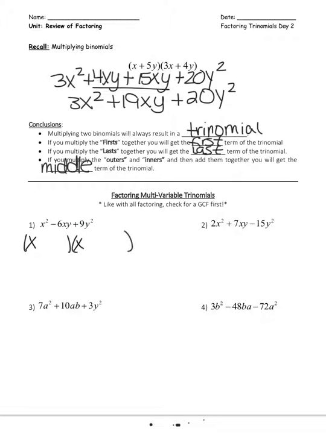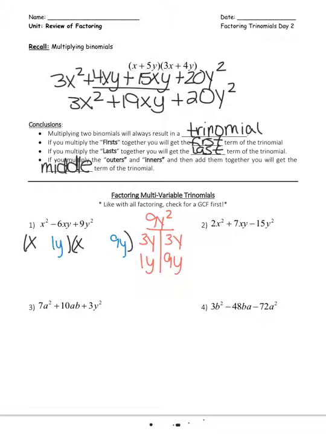Now we have to figure out what is going to go in the back end of the parentheses so that it multiplies to 9y squared, but also adds to this negative 6xy. So let's play around with it. I'm thinking the most common factors of 9y squared are 3y and 3y, or we could even say 1y and 9y. Okay, let's test it out. I'm going to put first 1y and 9y and see what happens.